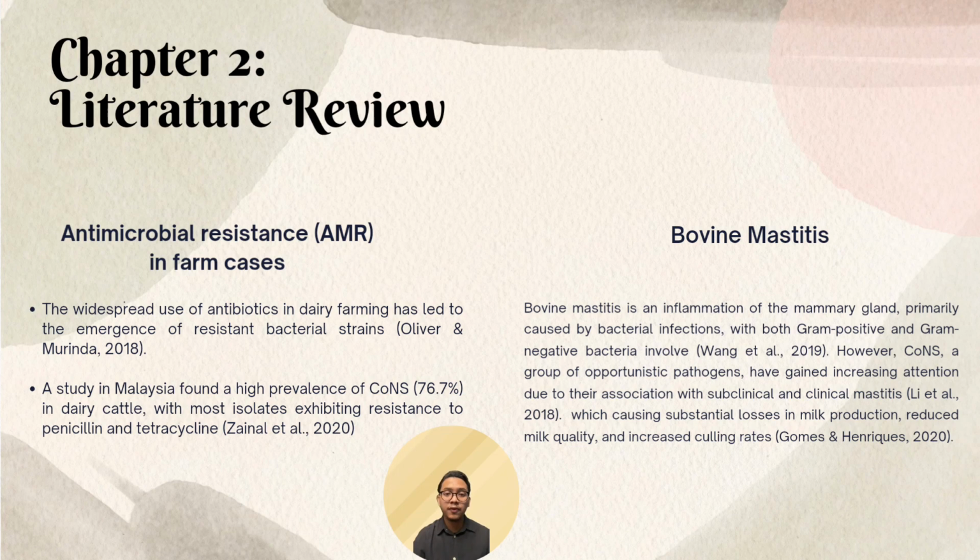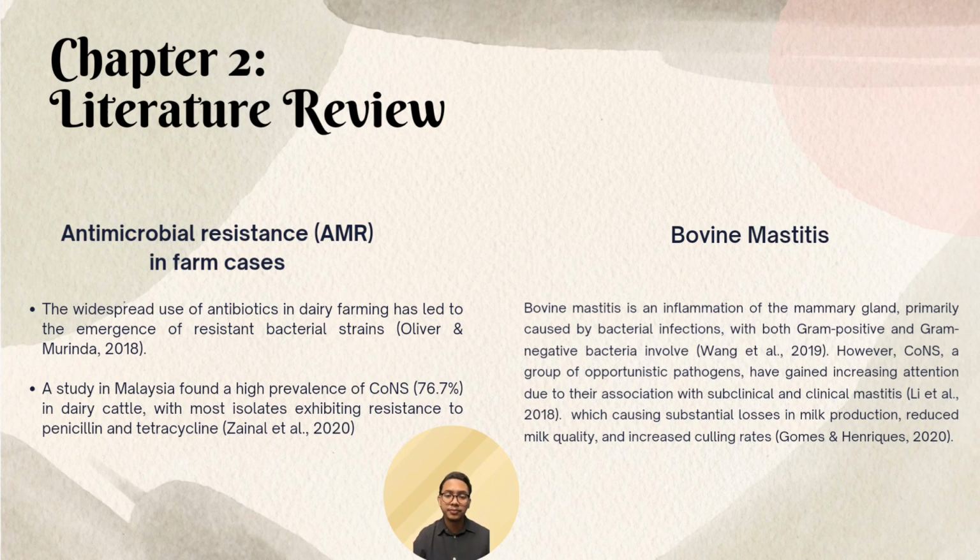A study in Malaysia found a high prevalence of CoNS in dairy cattle, with most isolates being resistant to penicillin and tetracycline. Bovine mastitis is an inflammation of the mammary gland, primarily caused by bacterial infection with both gram-positive and gram-negative bacteria involved. However, CoNS, which is a group of opportunistic pathogens, have gained increasing attention due to their association with subclinical and clinical mastitis, which causes substantial losses in milk production, reduced milk quality, and also increased culling rates.